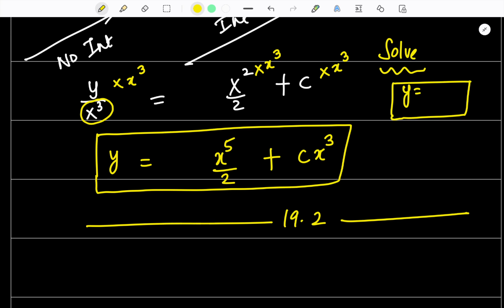One more exercise is remaining, which is 19.3. That's the last exercise in module 5 of Gsma 102.